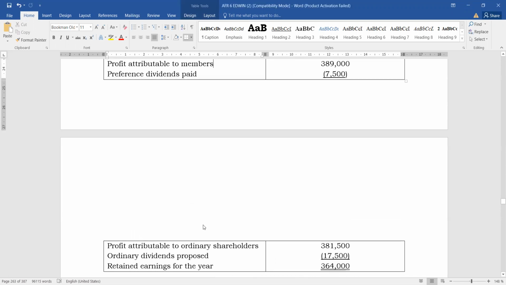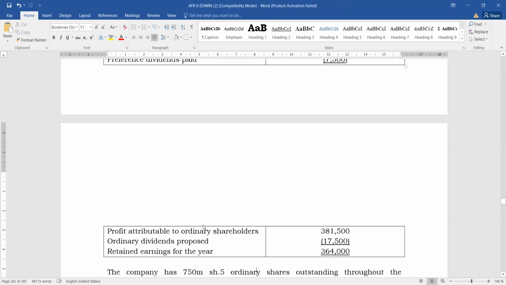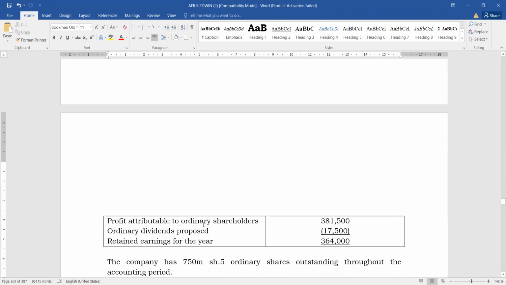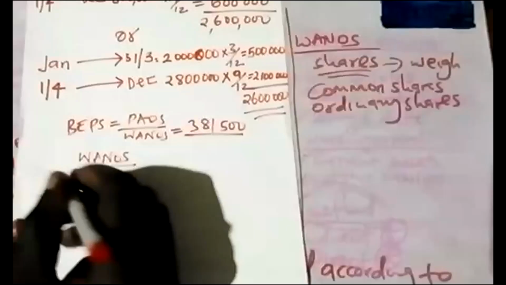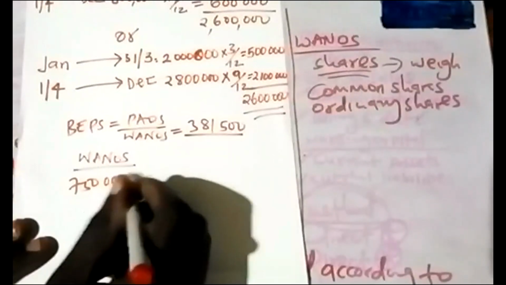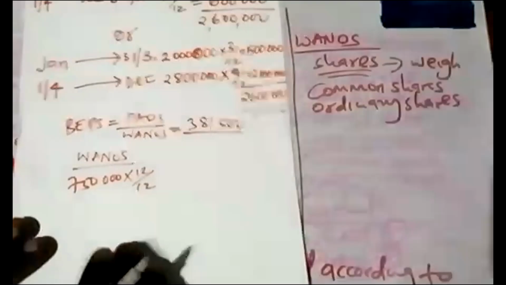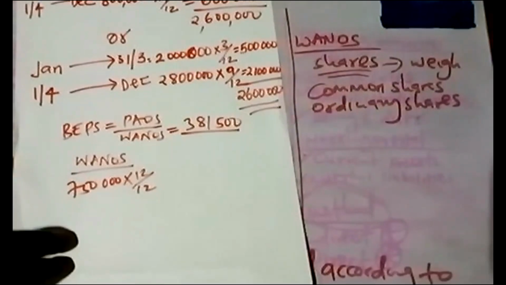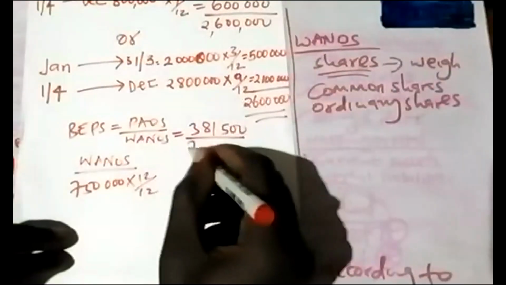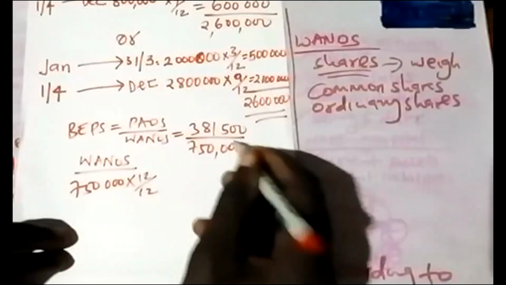So see, you weigh it directly, because here it was outstanding throughout the accounting period, which is the entire year. So you say 750,000 times 12 out of 12, because it was outstanding throughout the year.